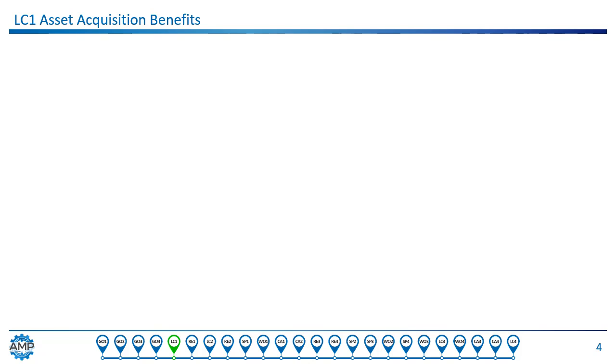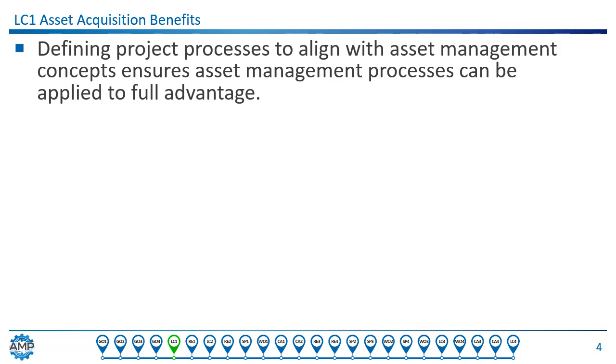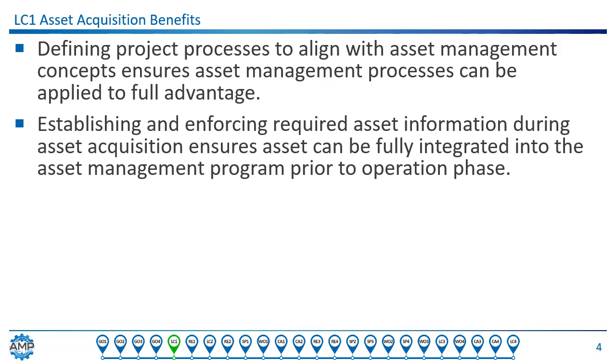Let's talk about the benefits of asset acquisition processes. When we define the project processes and acquisition project process to align with our asset management concepts, we ensure that those processes can be applied to full advantage. When we establish and enforce the information about assets that is required during the asset project, we make sure that the asset information can be integrated into the asset management program before we go into the operation phase.